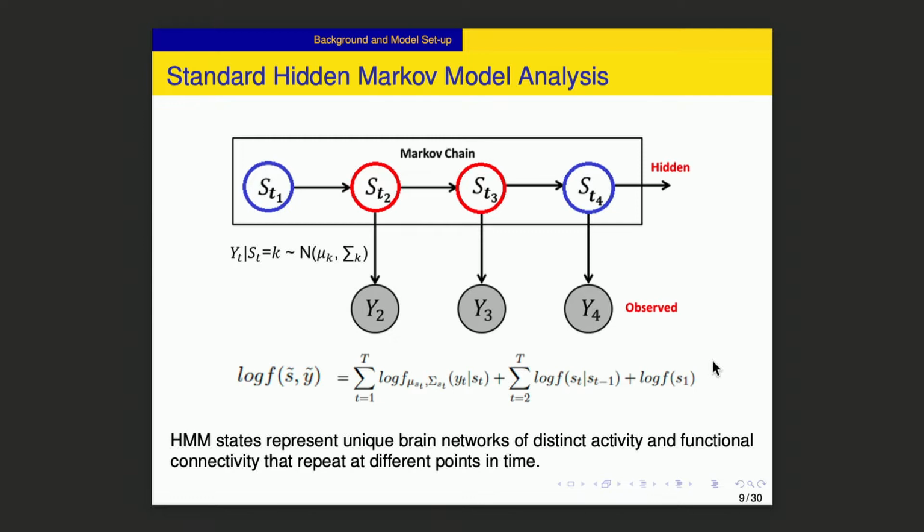So the Ys depend on the states, right? They follow a multivariate Gaussian distribution with the mean and covariance that depend on the state. That's this first part. If we were to write out this complete data log likelihood, that is this first part here. And then the second part here are the transition probabilities of going from one state to another. So going from blue to red, or from red to yellow, right? So we want to estimate those transition probabilities. And then the last part here is just the probability of what state you start in.